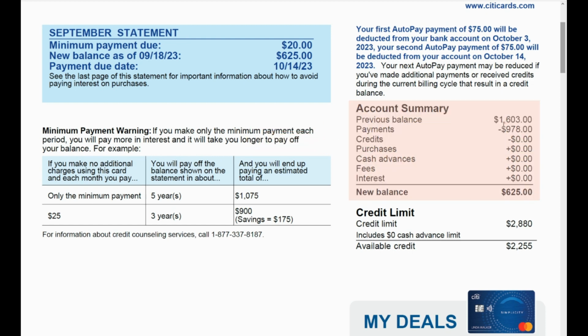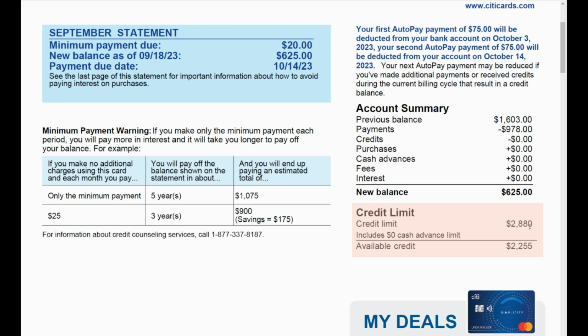My previous balance here was $1,603. Payments I've made were $978. I had zero in credits, zero in purchases, $0 in cash advances, $0 in fees, $0 in interest. My new balance, when you deduct the 978 payments from my 1603 previous balance, you get a new balance of $625.